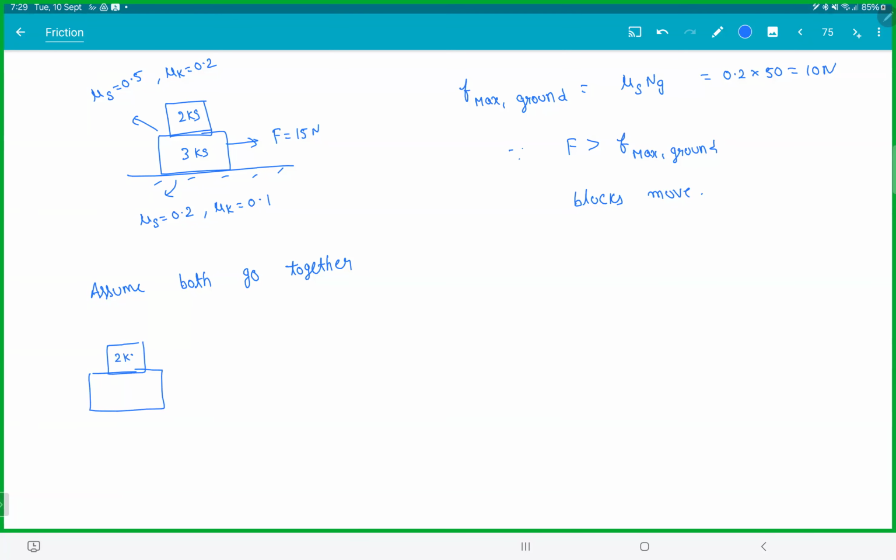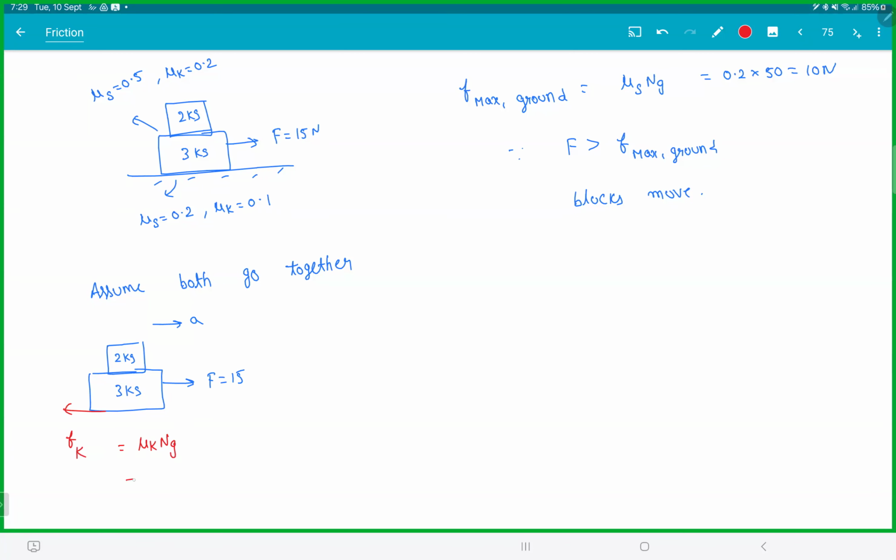So 2 kg, 3 kg. This F is equal to 15, and acceleration. And look at every question how I do. I draw an FBD, I check everything. Now, since it is slipping, the friction on the ground is maximum. This is F kinetic. So this is the catch, everyone. If it is slipping, you have to use mu k N. And that is maximum because it is slipping.